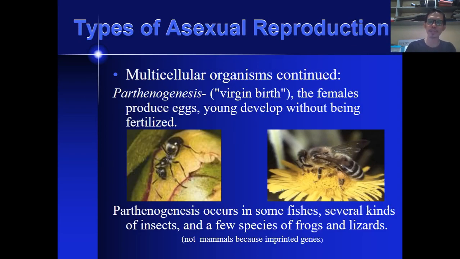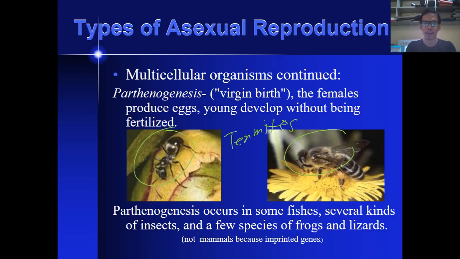Now, in some multicellular organisms, there is what they call parthenogenesis. In parthenogenesis, the females will produce eggs even without being fertilized. So those are instances where you don't need males in order to produce an egg. For example, ants and bees, also the termites. So the termites undergo parthenogenesis. That's how they reproduce.